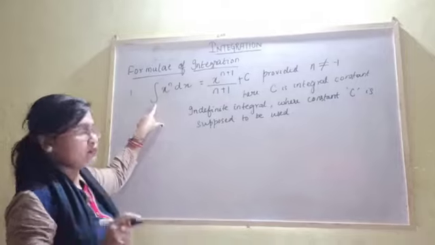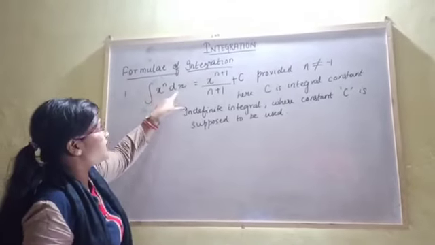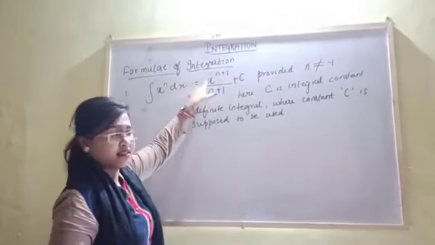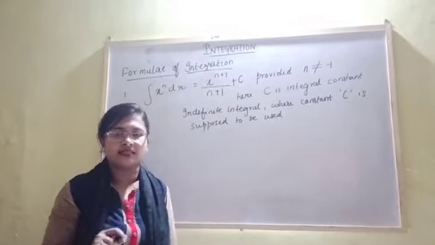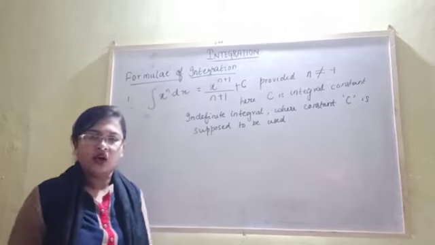So you got the first formula. Integration of x to the power n dx equals x to the power n plus 1 divided by n plus 1 plus c. c is the integral constant or integration constant.